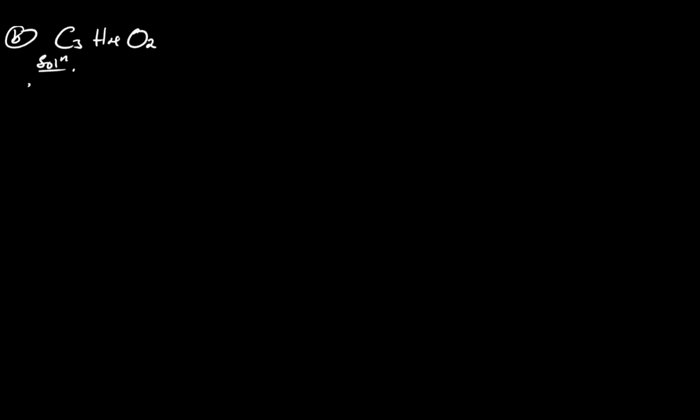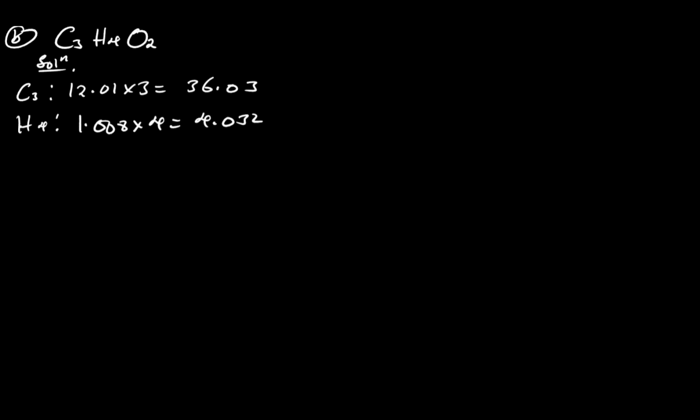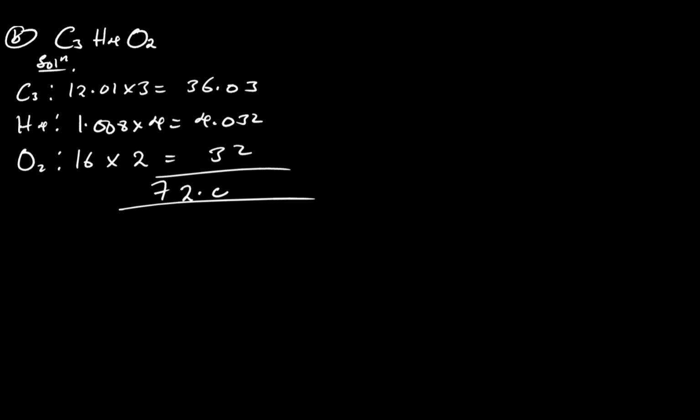We start with carbon 3. We have the mass of carbon to be 12.01 times the number of atoms, 3, giving us 36.03. We look at hydrogen 4, because it has 4 atoms, so it's going to be 1.008 times 4 atoms, which is 4.032. Then oxygen 2, which would be 16 times 2, giving us 32. If we sum this up, we get 72.062.